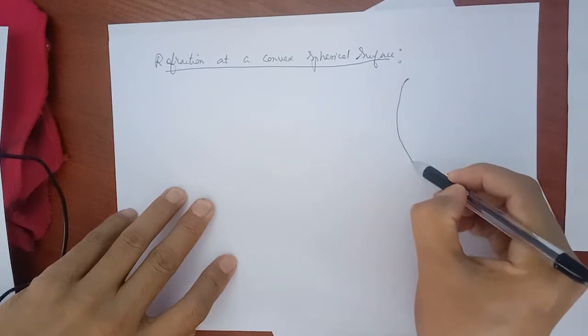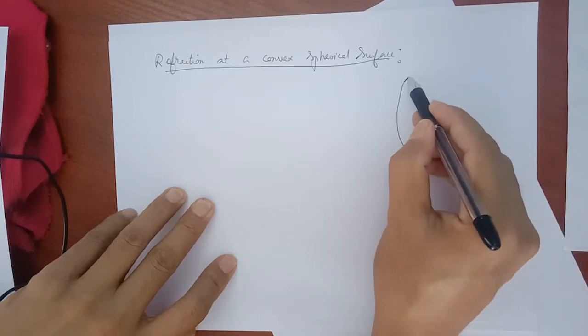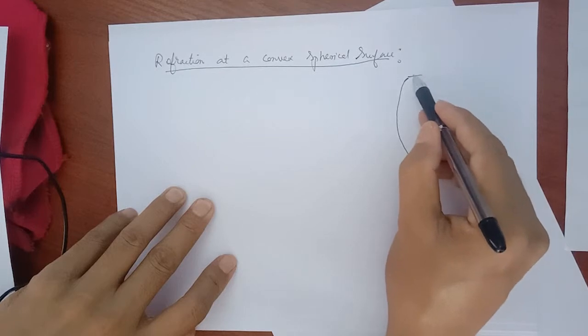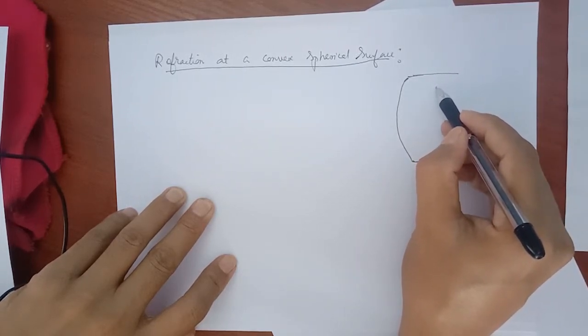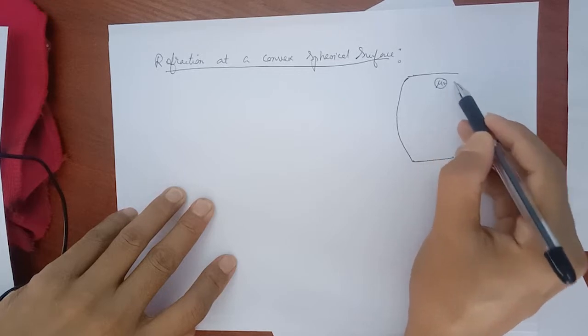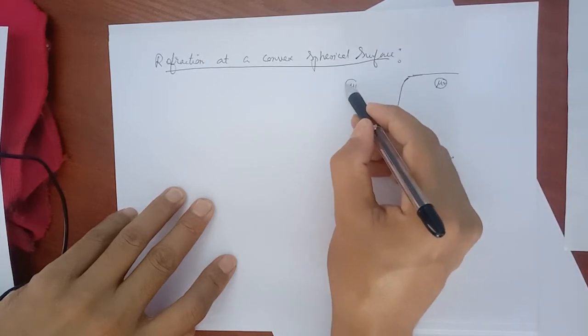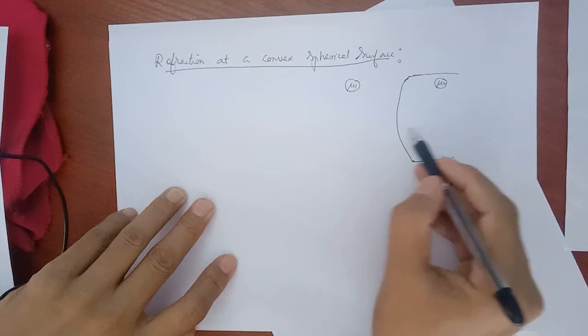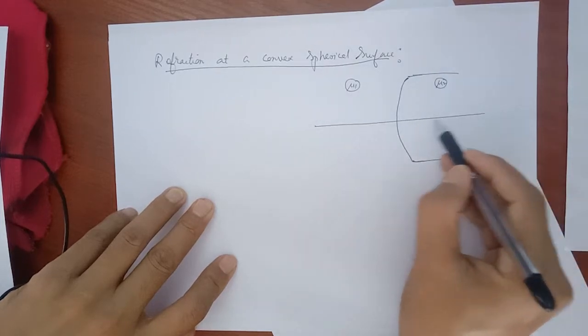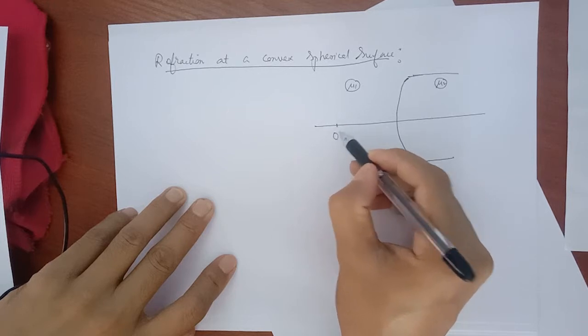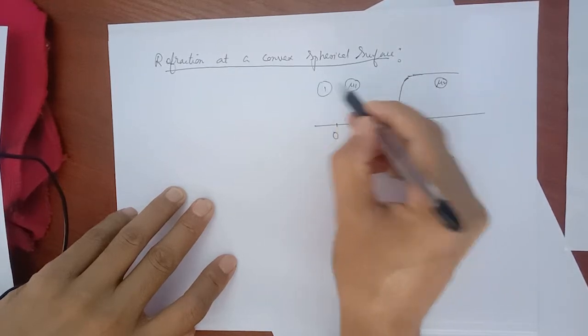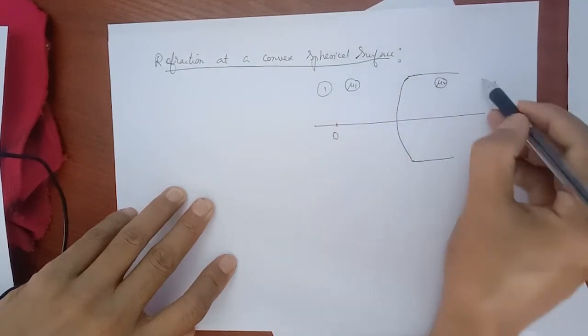Here is the refracting surface, which is convex. This is made of some material, glass, let us say, of higher density, higher refractive index mu2, surrounded by air of less refractive index mu1. So this is your principal axis. Let O be the object here, kept in the air medium. This is rarer medium. This is denser medium.